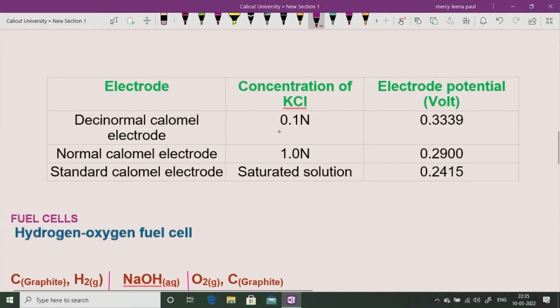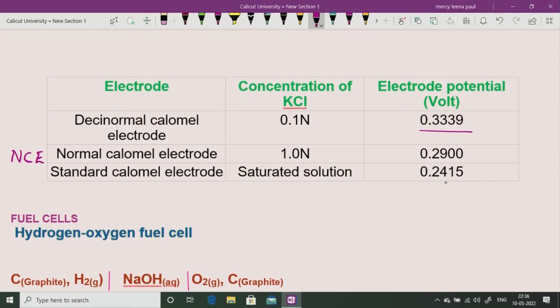If I am taking a 0.1 normal potassium chloride solution, its potential is 0.339 volts. Now, I can take another concentration, that is 1 normal. It is also known as the normal calomel electrode, NCE, the short form used for normal calomel electrode. If I am taking a 1 normal solution of KCl, its potential is 0.2900 volts. So, when the concentration is altered, its potential changes. You can also do it the other way. You take a saturated solution of potassium chloride, and again its potential changes. It becomes 0.2415 volts. So, depending on the concentration of potassium chloride, the potential is fixed, and these values are at a temperature of 298 Kelvin.